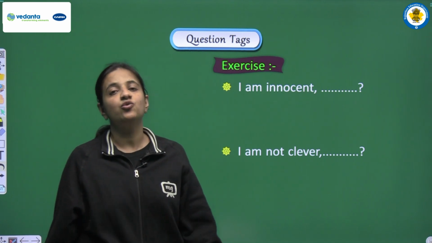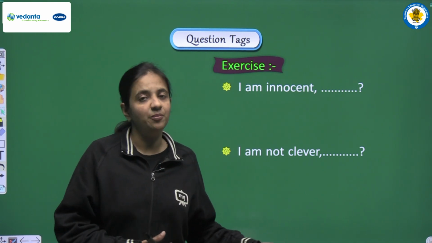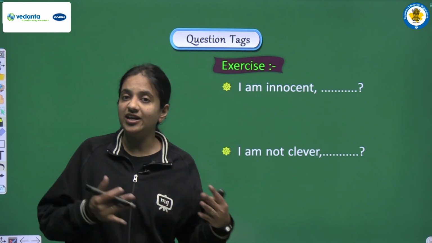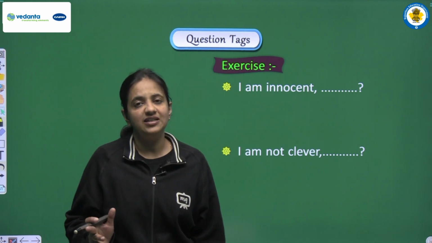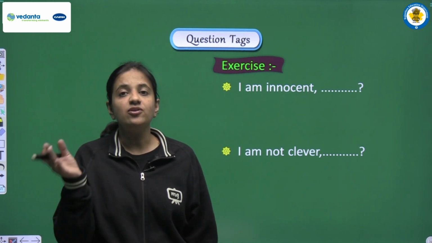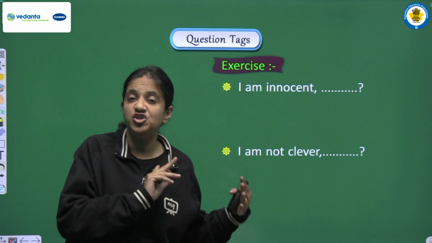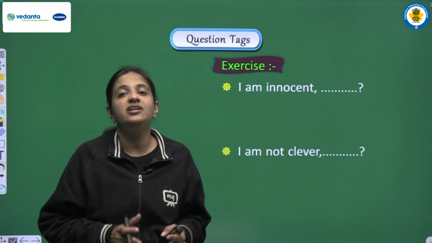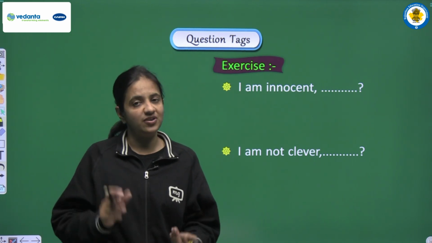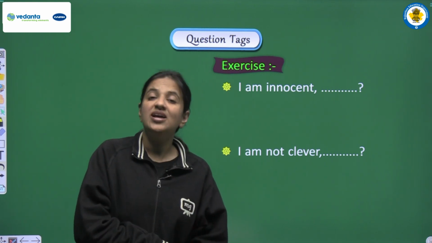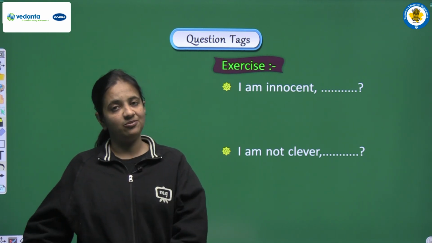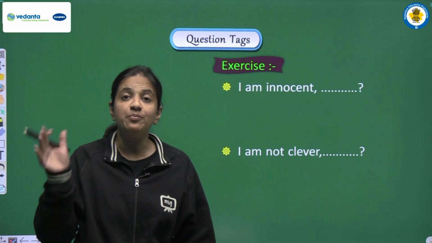So students, when you solve a question tag question, first of all you have to read the sentence very carefully and decide whether the given statement is positive or negative, because our question tag will depend on this only. If we have a positive sentence, then the question tag will be negative, and if we have a negative statement, then the question tag will be positive.